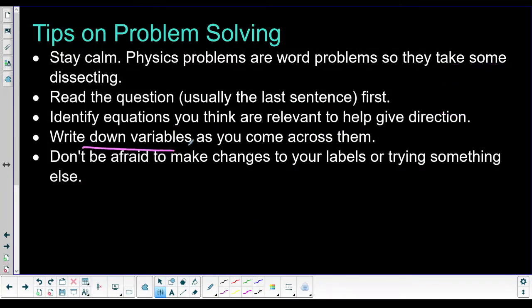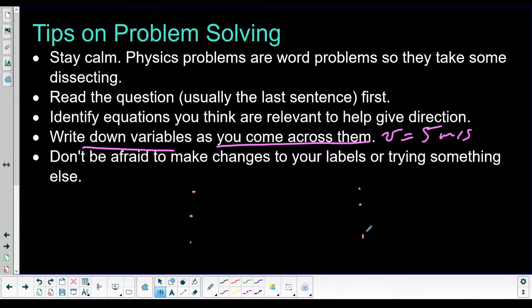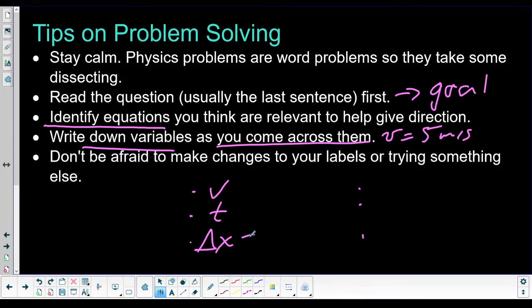Write down the variables as you come across them in the problem. So you go, you're traveling at 5 meters per second in the forward direction. Velocity equals 5 meters per second. Write those things down. Literally just make a list of all the variables you know, and maybe even make a list of ones that you wish you knew based on this formula you got from your goal. And go, okay, so I've got velocity, I've got time, I need delta x. What is it? And this will help you set up problems.